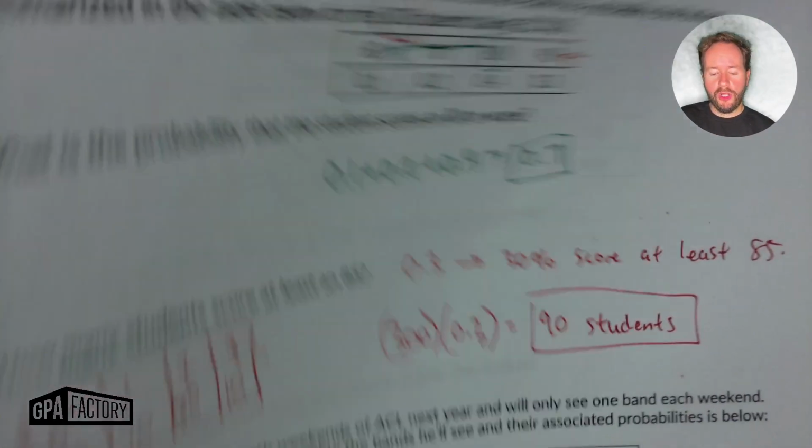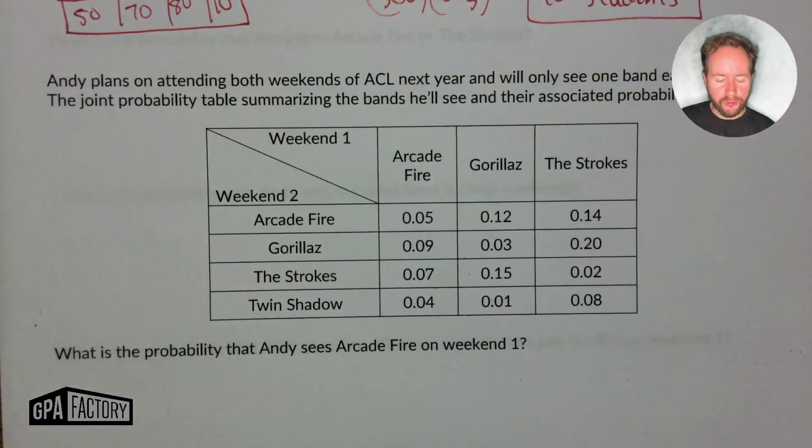Let's do a column and row table. It's a little bit harder because the table's bigger, and so people get a little lost. Let's see if we can do this.